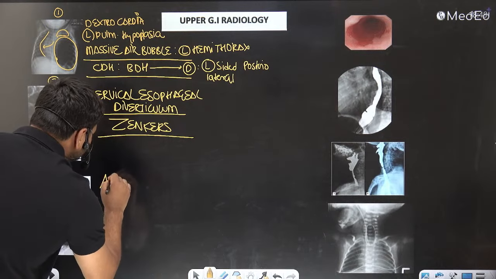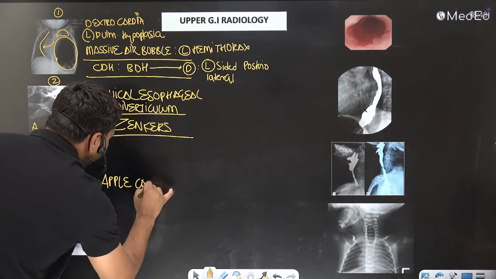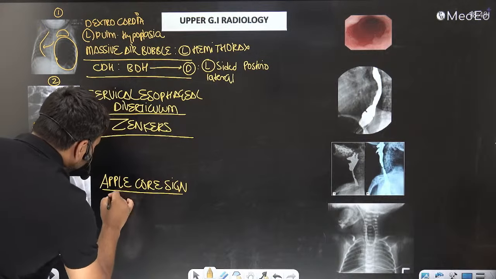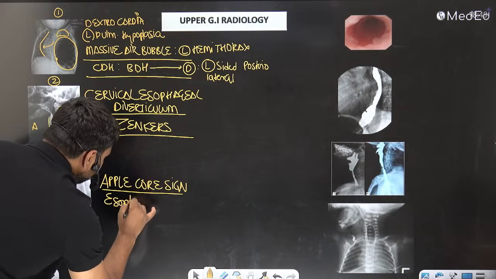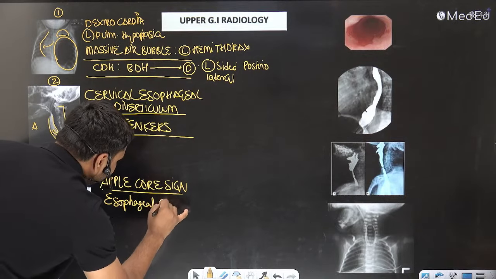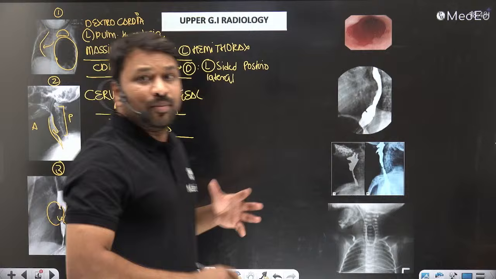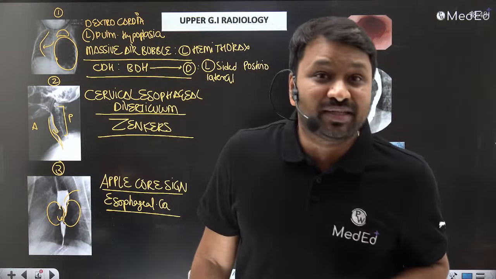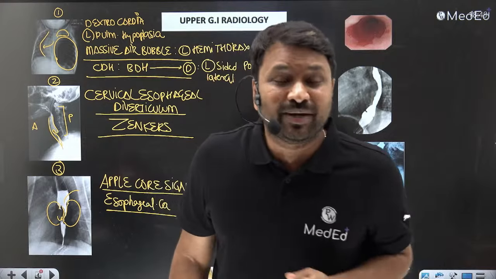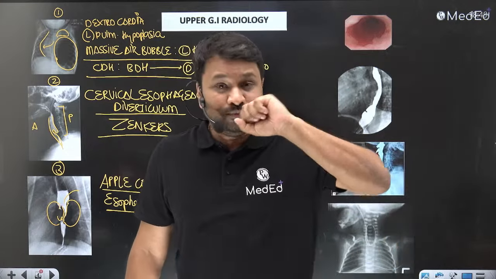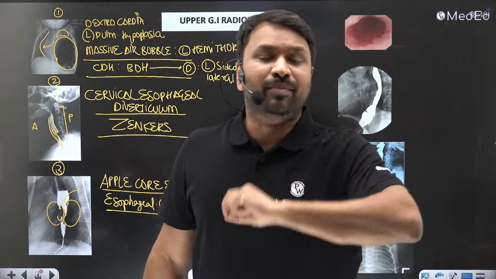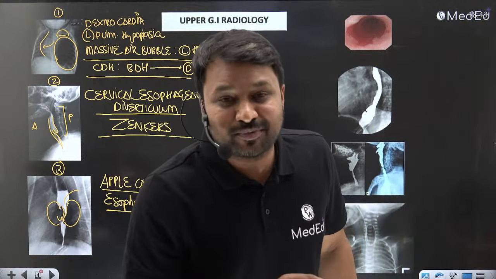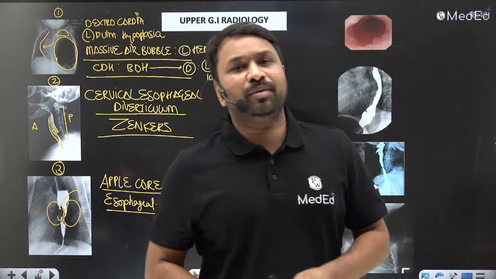This apple core sign is seen in esophageal cancer. Couple of important questions about esophageal cancer. What is the most common type overall? The answer is squamous cell variety. Where is the most common site? It is the middle one third of the esophagus, right? What is the most important risk factor for squamous cell carcinoma of the esophagus? The answer is smoking. But what is the most common risk factor for adenocarcinoma of the esophagus? The answer is going to be Barrett's esophagus.